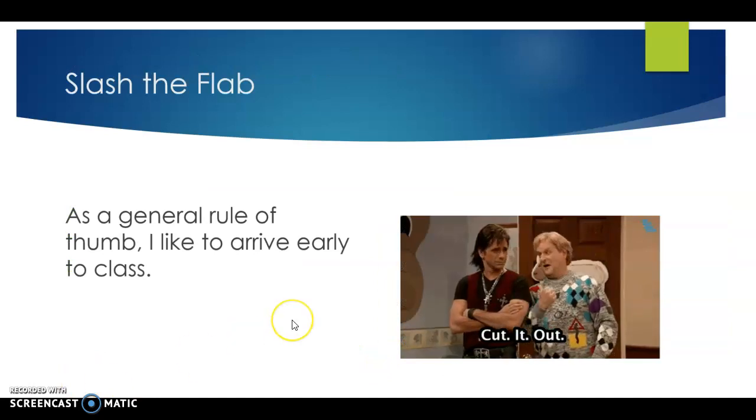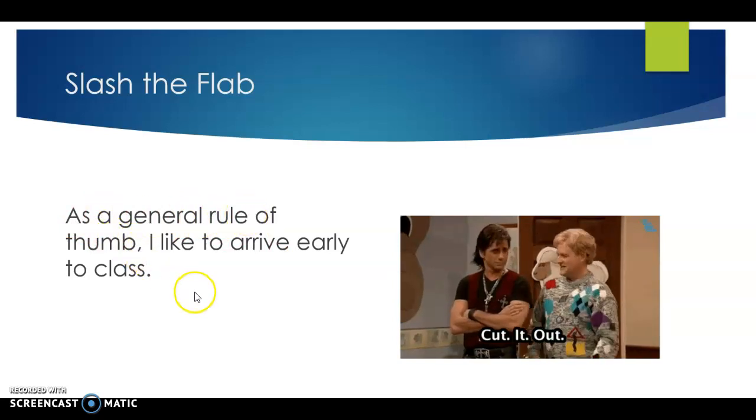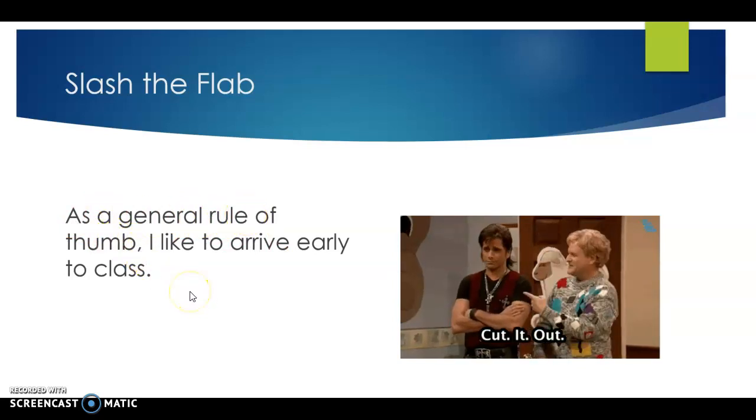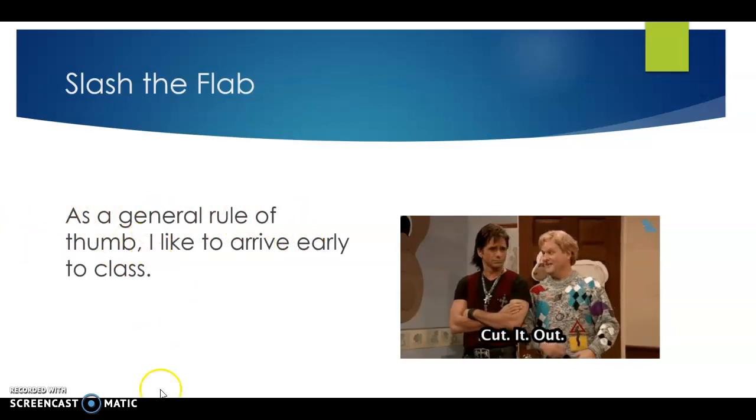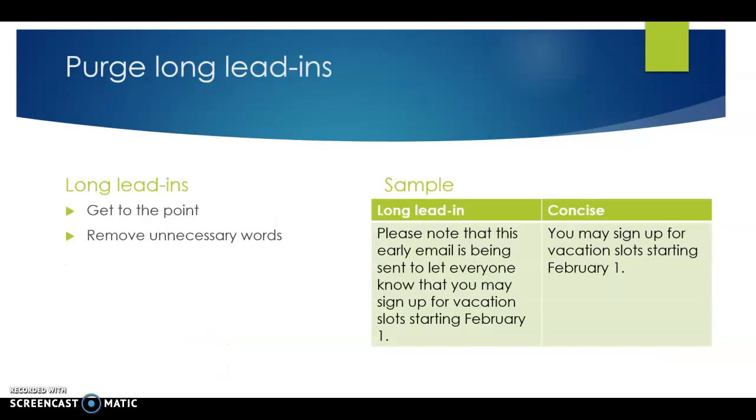So let's look at an example of slashing the flab. I see this often: "As a general rule of thumb, I like to arrive early." What could we get rid of here, folks? Take a moment. Well, in my opinion, we can get rid of the initial 5-6 words. We could just simply say, "I like to arrive early to class," or "Generally, I arrive early to class." Again, concise.